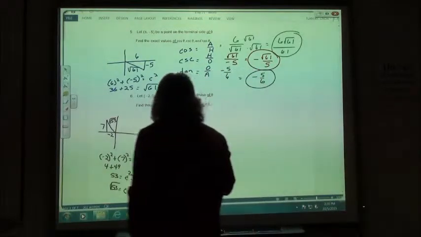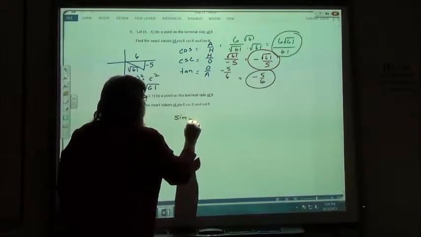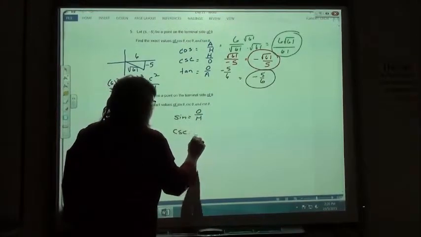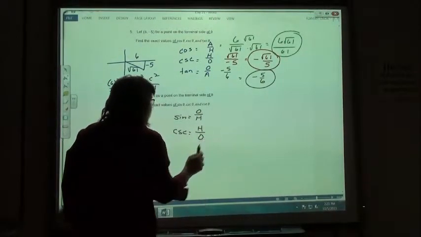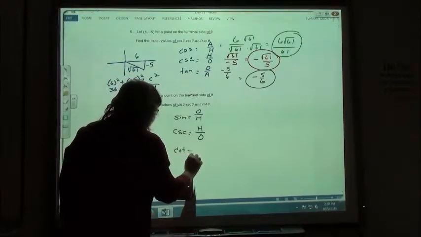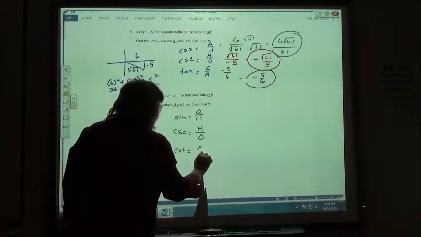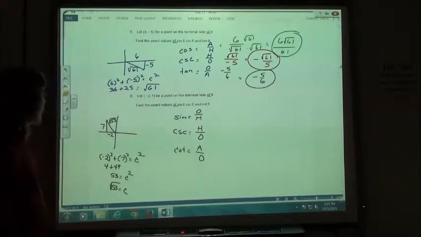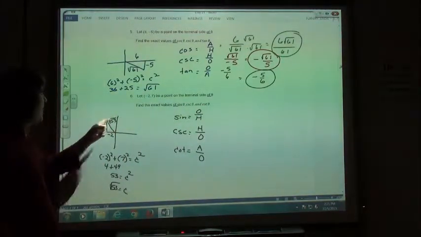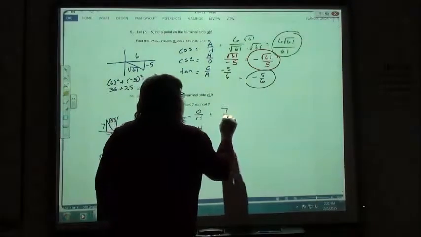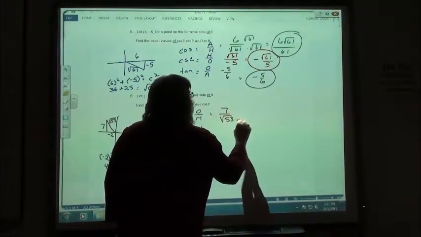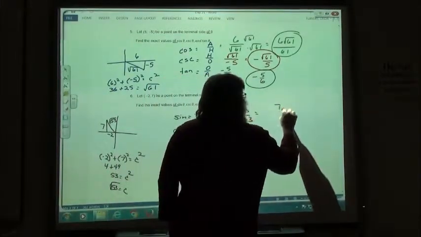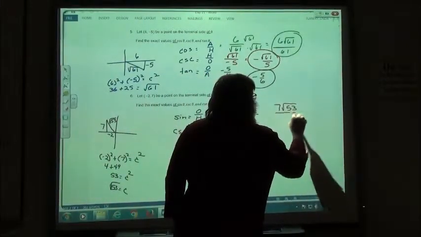And this one we are going to do the sine, which is opposite over hypotenuse, the cosecant, which is the inverse of that, so hypotenuse over opposite, cotangent, which is the inverse of the tangent, so adjacent over opposite. So sine, my opposite over my hypotenuse. So I'm going to get 7 over the square root of 53, which we rationalize. So I get 7 square root of 53 over 53.